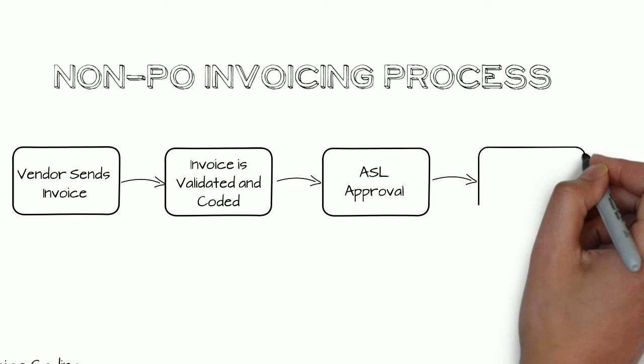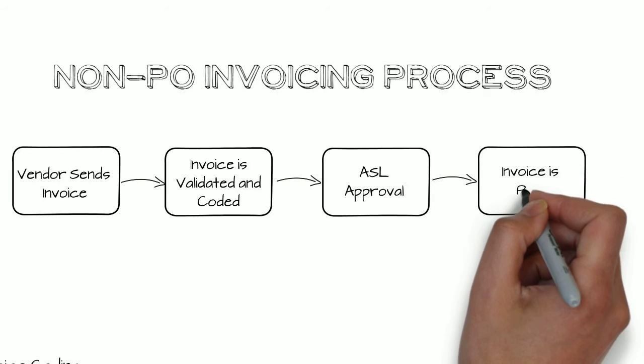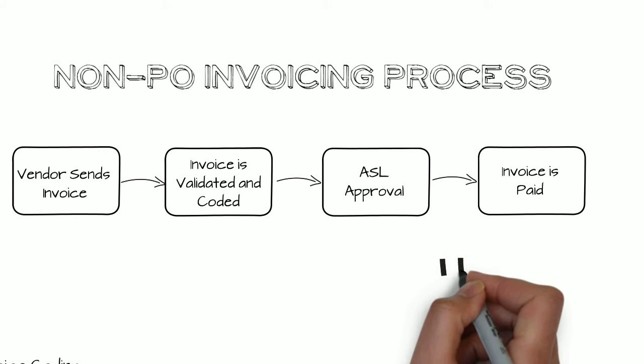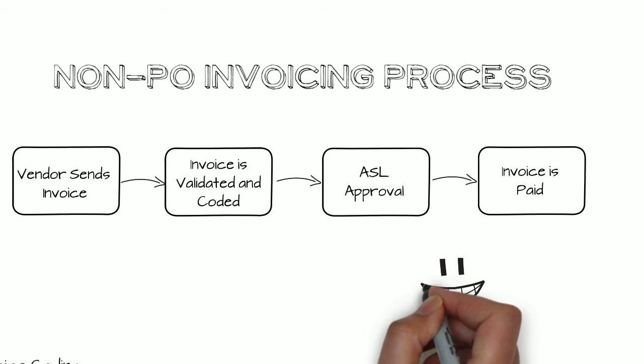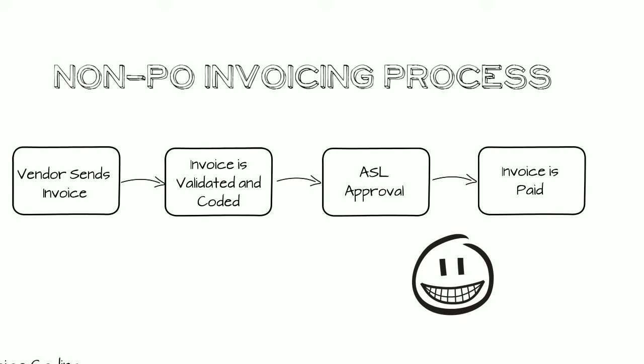If the invoice receives ASL approval, then it is ready to be paid by accounts payable. AP pays the vendor as per the terms on the invoice. This is the end of the non-PO invoicing process. If you are a requester, remember that you can help with the process by providing the vendor with the information that is required on the invoice and by providing AP with the coding information in a timely manner.